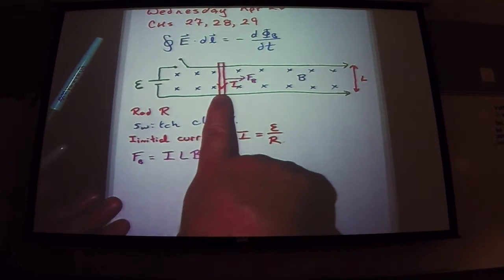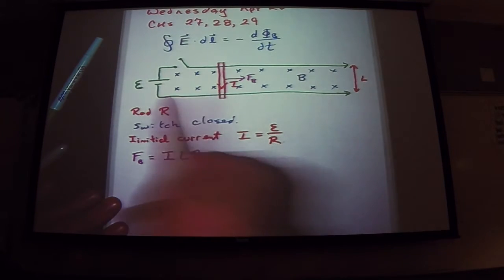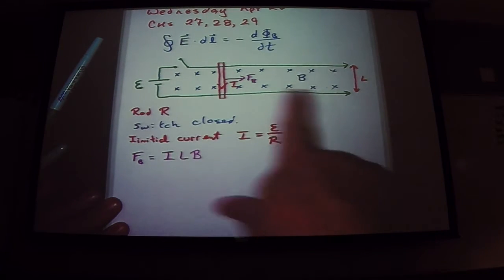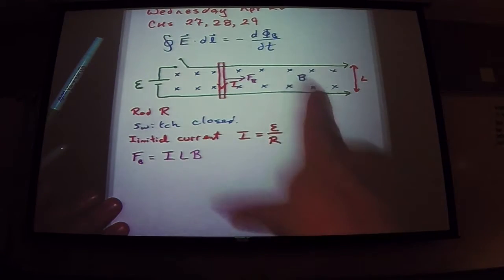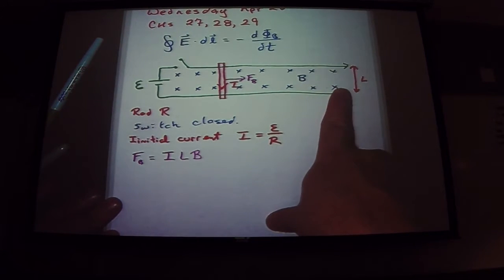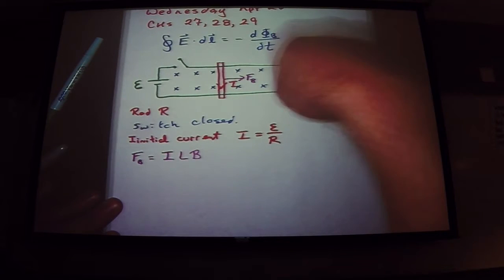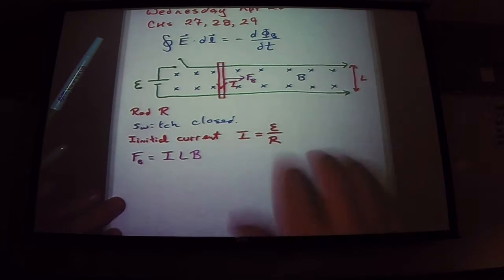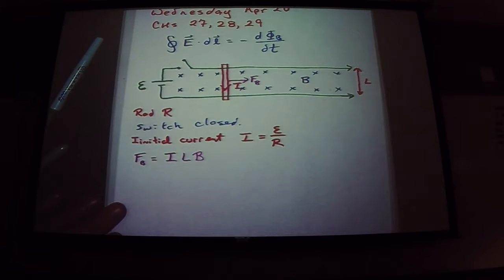What is the direction of the original magnetic flux? Not down. Don't say down when you mean into the page. There's a difference. Down is this way, into the page is that. So it's into the page. Is that flux going to increase or decrease?